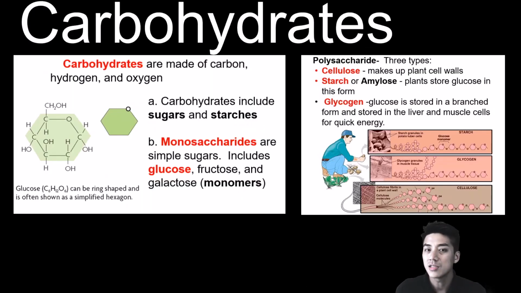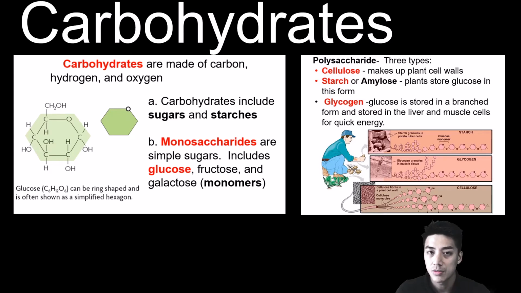Let's talk about each of these macromolecules in depth, starting with carbohydrates. Carbohydrates are made of carbon, hydrogen, and oxygen. You can find them as monosaccharides, which are really simple sugars, such as glucose, fructose, and galactose. These simple sugars can link up and form long repeating chains, known as polysaccharides. There are 3 types of polysaccharides.